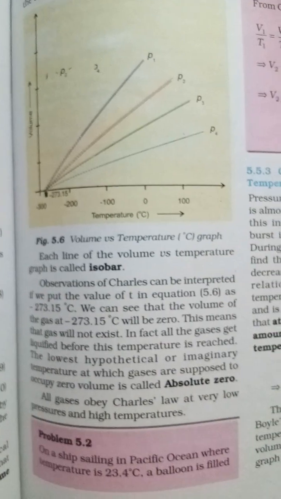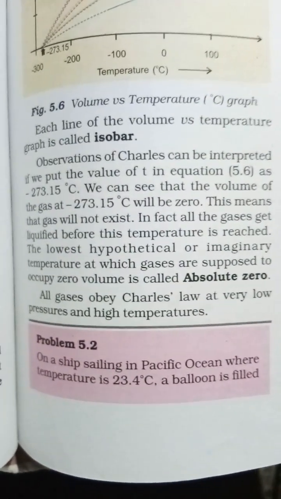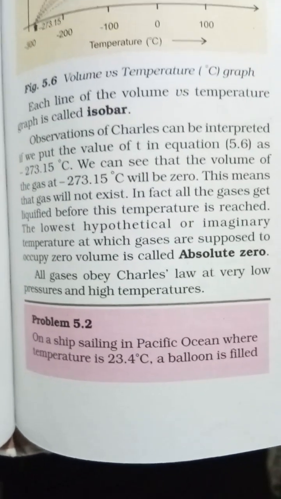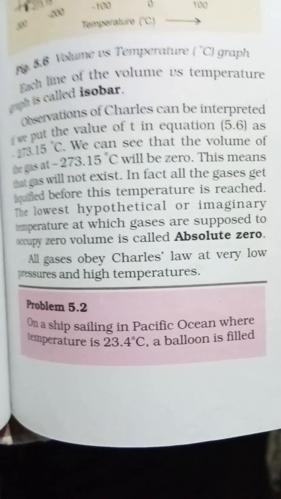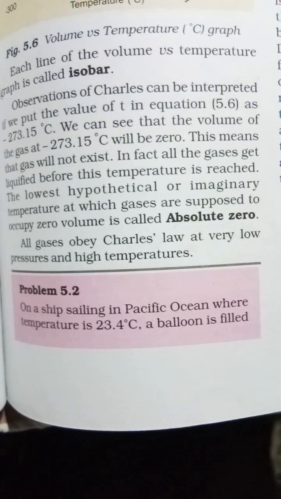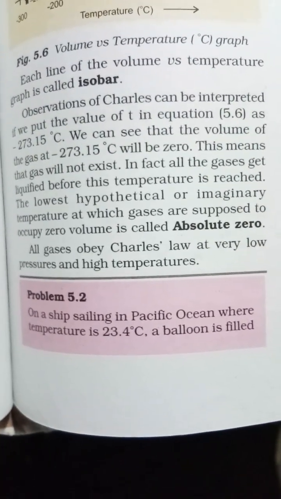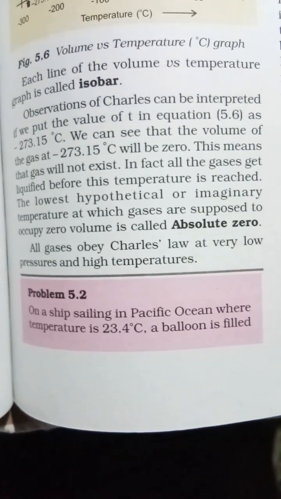Figure 5.6 will provide you the information. Each line of the volume versus temperature graph is called an isobar. Observations of Charles can be interpreted if we put the value of t in equation 5.6 as minus 273.15 degrees Celsius. We can see that the volume of the gas at minus 273.15 degrees Celsius will be 0. This means that the gas will not exist. In fact, all gases get liquefied before this temperature is reached.